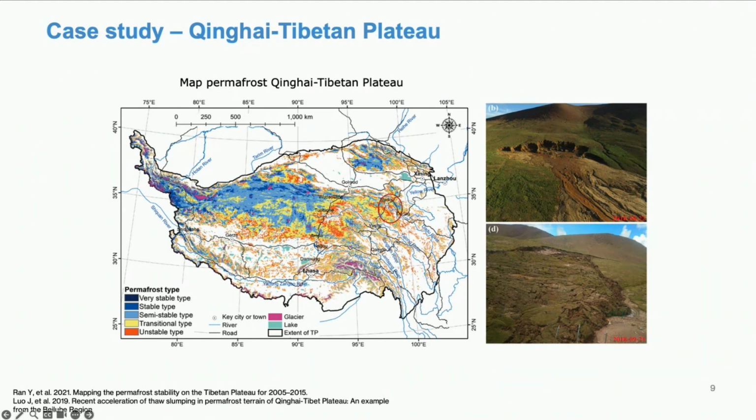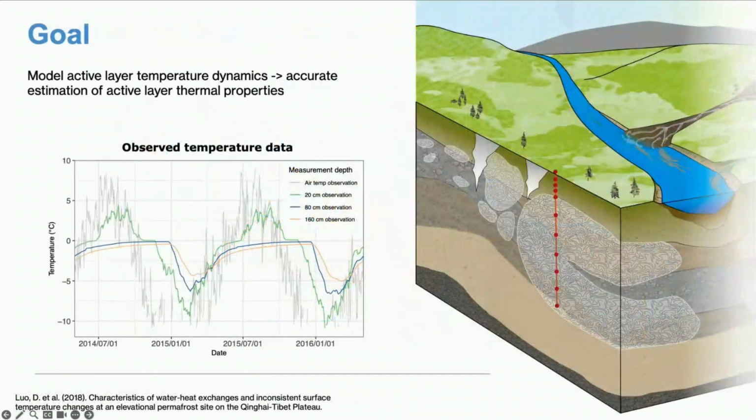We had some data collected at the Tibetan Plateau, there in the red circle, which is characterized as quite unstable or transitional permafrost. These are some pictures from the area, and we used the data set from that area as a case study site to see if our hypothesis would work. So the goal is that we have these temperature observations collected at different depths within the permafrost, as you can see on the right, and we want to use them to determine the thermal properties.